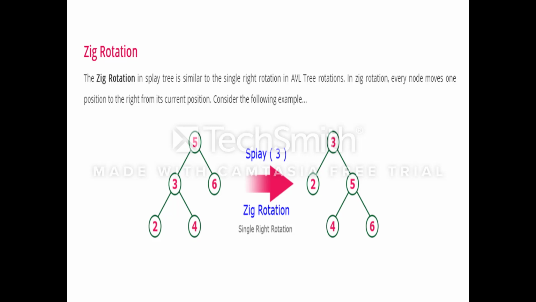So first is zig rotation. Zig rotation is similar to the single right rotation in the AVL tree. That means every node is moved one position right from its current position. Let us see the example. Suppose in the tree given below, you want to perform splay operation on node 3. In order to bring node 3 to the root, you will have to perform one single right rotation. That is a single zig rotation and 3 will become the root node. Remaining other elements will be rearranged as per the properties of binary search tree. So zig rotation means one single right rotation.